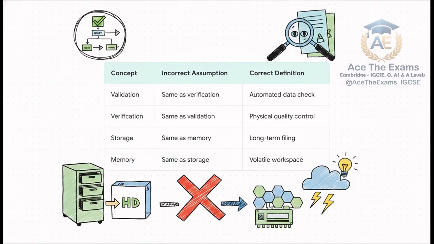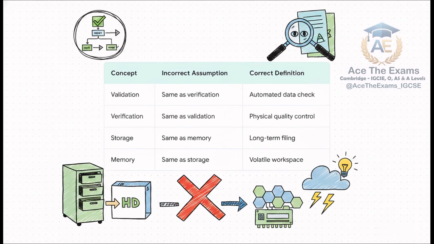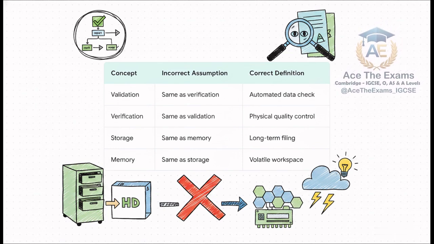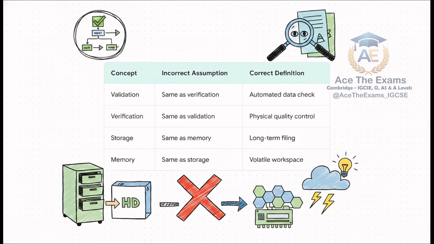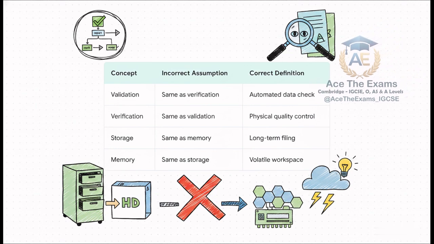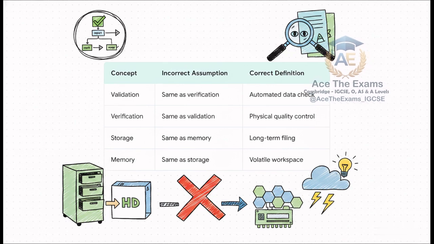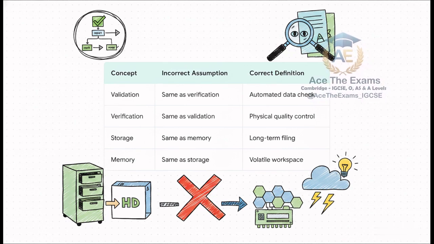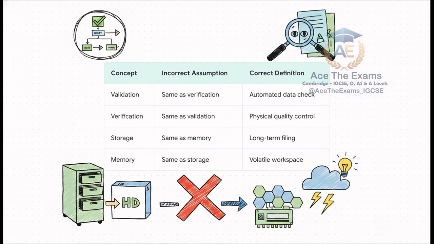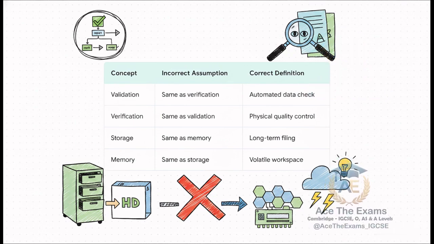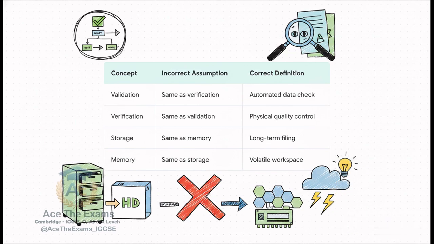Part of that reasoning is completely avoiding those classic textbook confusions that trap so many students. Let's clear these up right now. Validation and verification are absolutely not the same thing. Validation is an automated check to see if data is reasonable and actually follows the rules. Verification is checking if the data was entered correctly, usually by double entry or a physical visual check. Also, storage and memory, not interchangeable. Storage is your long-term, permanent filing cabinet, while memory is your active, volatile workspace. Mixing these up is a fatal error in the exam.